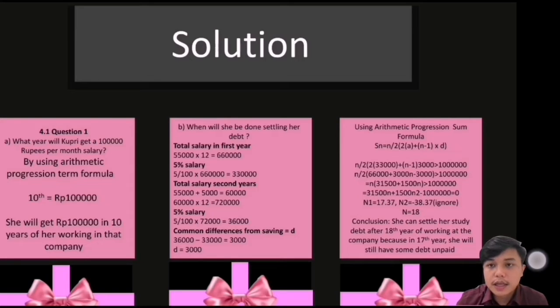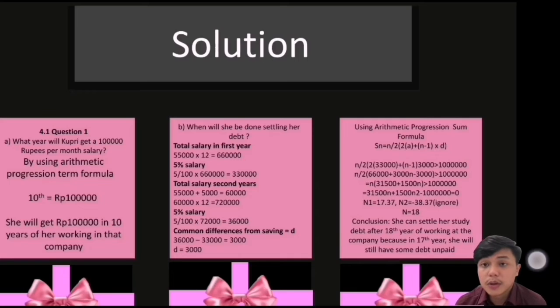For the solution of the second question, which is when will she be done settling her debt, the first step is to find the total salary of the first year. We can find it by multiplying 55,000 with 12, and then we get 660,000.